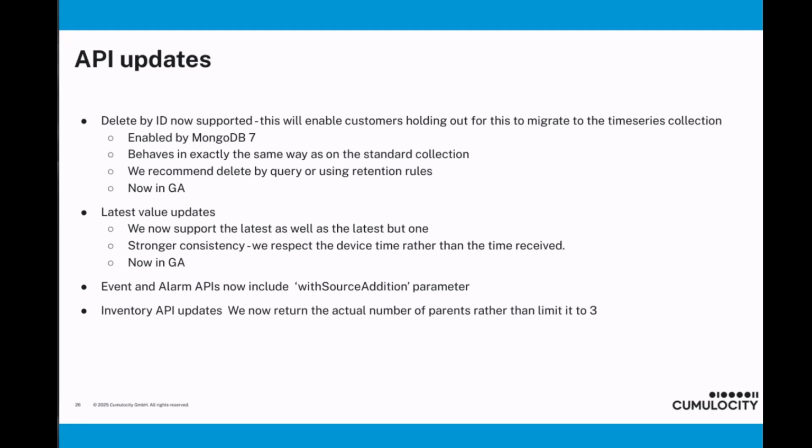Some of this has been planned for quite a long time, like the delete by ID. For those of you that have been following us, you know that we've actually now got a time series collection. But some of you were very reliant on delete by ID. Well, that finally got enabled by MongoDB version 7. So we've now re-enabled that API for the time series collection on Cumulocity.